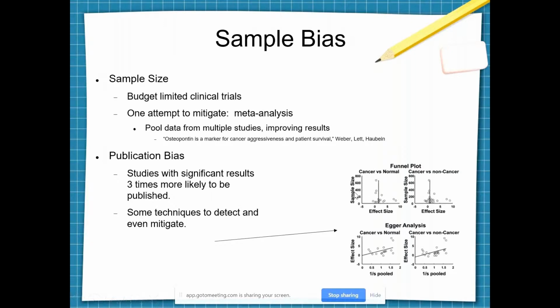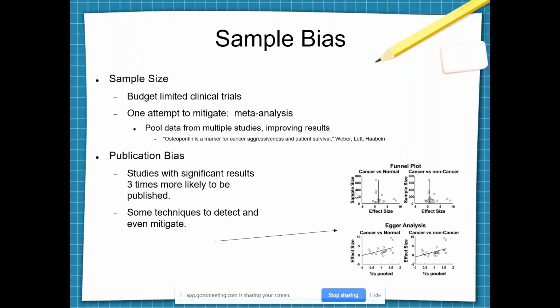So one of the traditional sources of sample bias is that clinical trials, when you're trying to launch a new idea or a drug or a diagnostic, are expensive and the budgets are limited, and so sometimes you go for the easiest data to get.